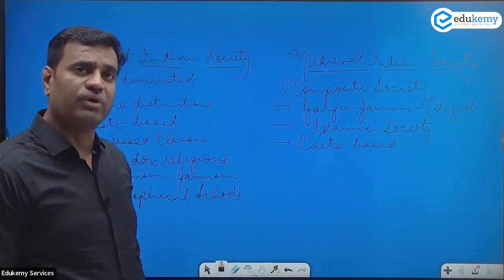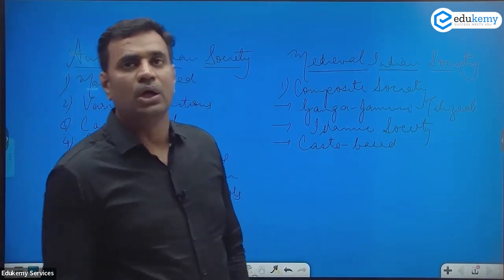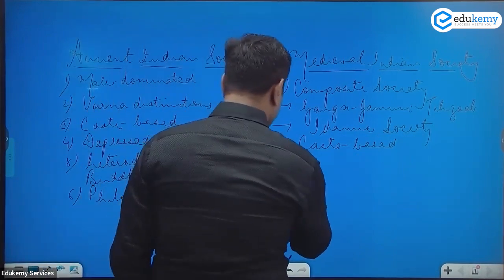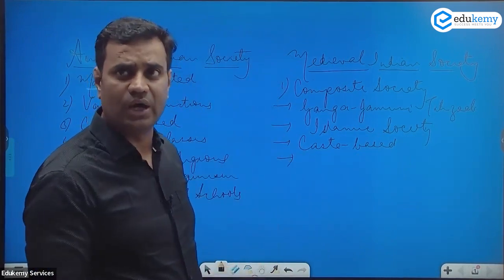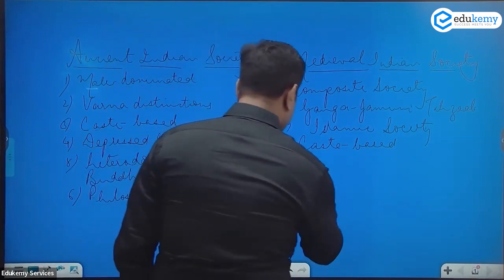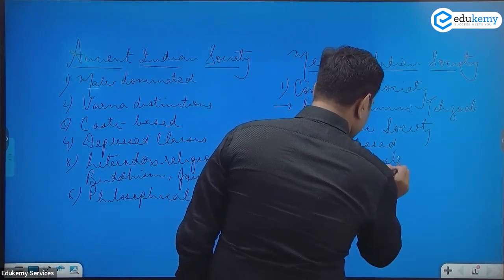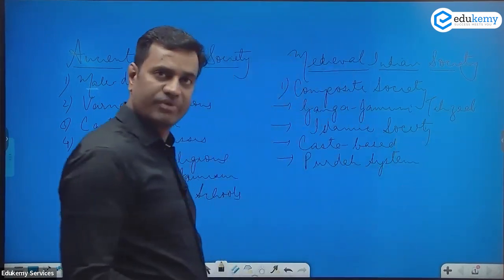Clear? Moreover, the position of women was further affected just because they were made to remain within the four walls of the house, and they began to be kept under the purdah system. So the purdah system became a salient feature related to women's society.